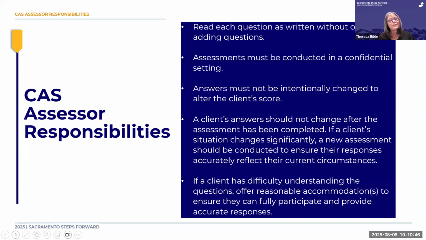Some of your responsibilities as a CAS assessor is you will read each question on the assessment without changing or adding questions. Your assessments must be conducted in a confidential setting. That's to protect the privacy of your client, but there's also some questions that could be triggering for clients on these assessments, and we want them to feel safe and answer those questions honestly.